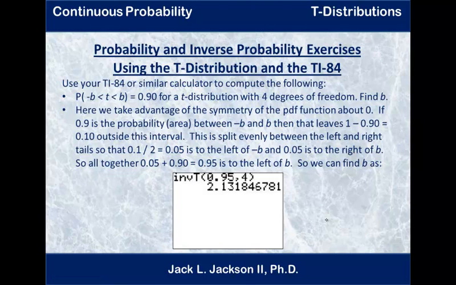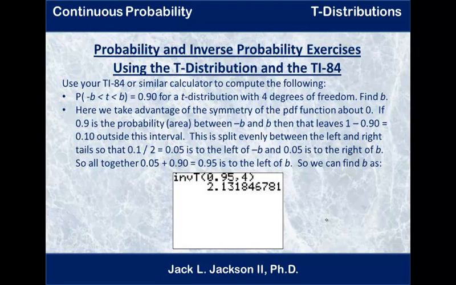Okay, this is a kind of problem that we sometimes have set up for us in our next unit, where we have a t value between b and negative b, and 0.9 is the area between there. In this case, say we have 4 degrees of freedom. How can we find what that b value is? Well, we take advantage of what we know about the symmetry. Because it's symmetric about 0, b and minus b are the same distance from 0, one to the right, one to the left.